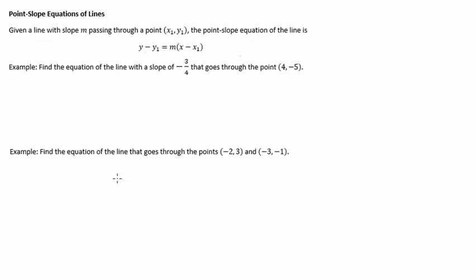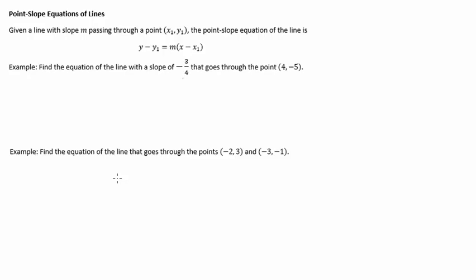This is the point-slope equation of a line, and it's called that because inside of this equation is a point, x1, y1, and your slope, m. So they didn't try to trick you with the name. The name has point and slope, and so does the equation. And so whenever we're given, like on this first example, the slope is -3/4 and it goes through a point, 4, -5, all we've got to do is plug in and figure out what the line is.